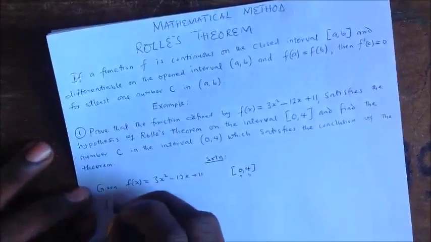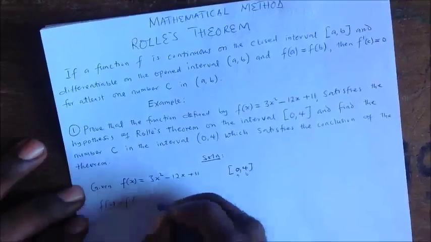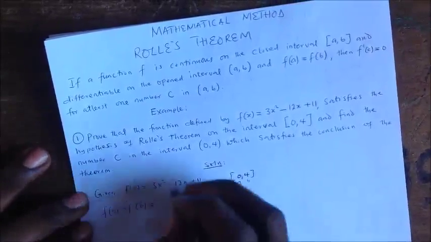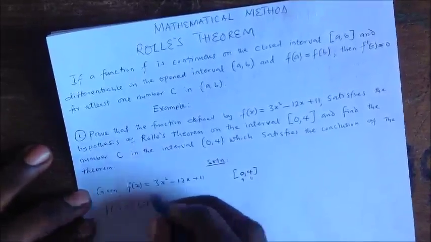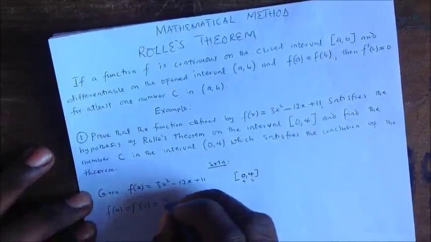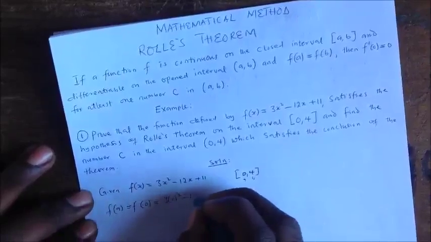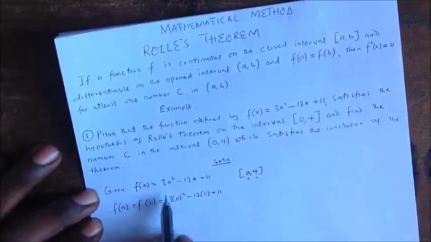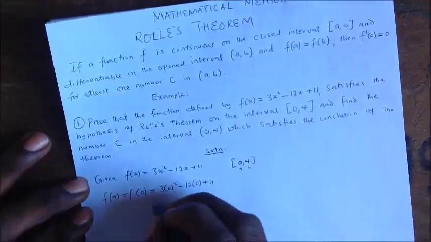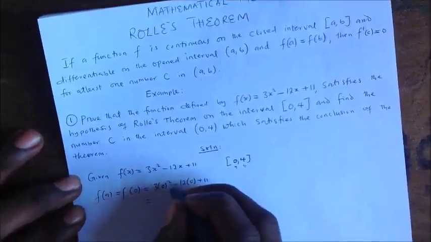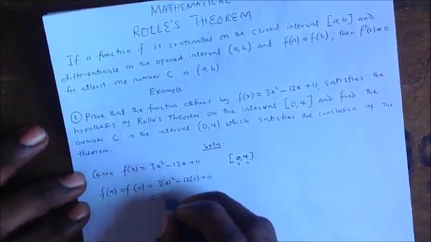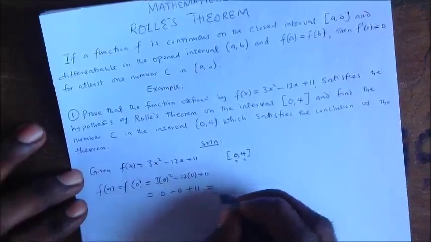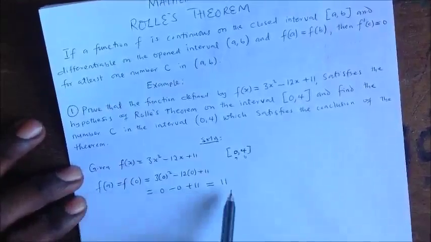So let's see f of a. f of a is equal to f of 0. So the 0 here will go into the given function. Anywhere we have x, now it's no longer x, it is 0. So 3 times 0 squared minus 12 times 0 plus 11. This is equal to 0 squared, 0 times 3, 0, minus 12 times 0, 0, plus 11, which is equal to 11. So f of a is equal to 11.